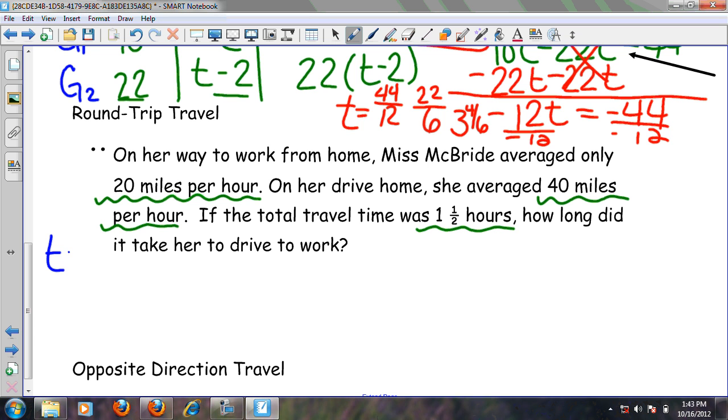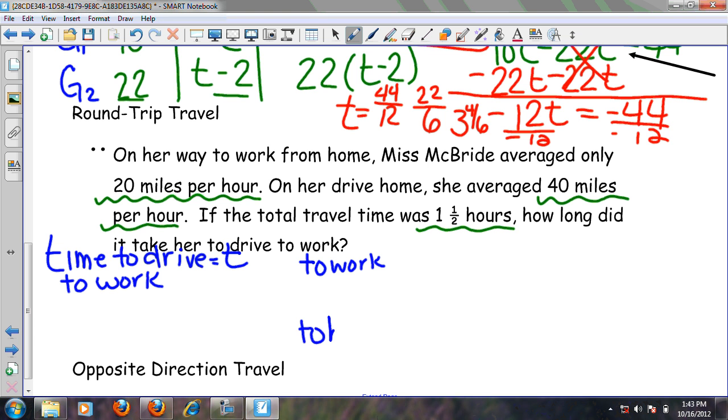Time of driving. We're going to call that T, time to work. Okay? So we're going to go to work and to home. Okay? Let's talk about to work. Remember, distance equals rate times time. So the rate that she traveled to work, the time that it took her, and the distance, setting up our handy-dandy chart.